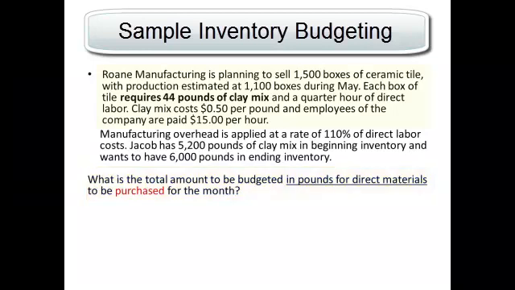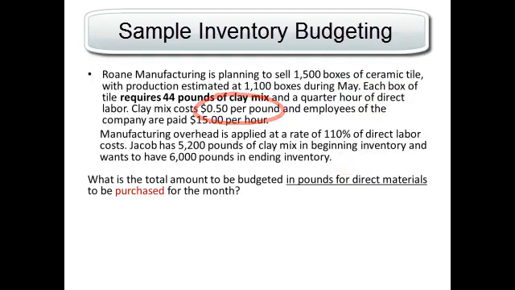Rowan Manufacturing is planning to sell 1,500 boxes of ceramic tile, finished product, with production estimated at 1,100 boxes during the month of May. Each box requires 44 pounds of clay mix, key element, and a quarter hour of direct labor. When coming across information such as direct labor, ignore it. Also, since we're asked to calculate the amount of pounds to be purchased, even raw material cost of 50 cents per pound is not relevant.